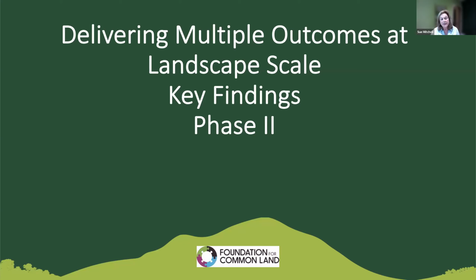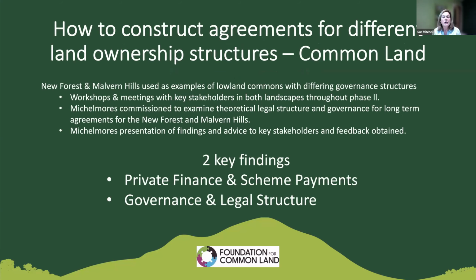So here we're looking at phase 2, and the question that we are asking in phase 2 is about how to construct agreements for different land ownership structures, and we're looking specifically at common land. Commons, as I'm sure you're aware, is far more complex than a lot of other land ownership structures, because we have the property rights that are held by both the landowners and the commoners, and Josie has talked to you at length about that and some of the hurdles that have to be jumped there.